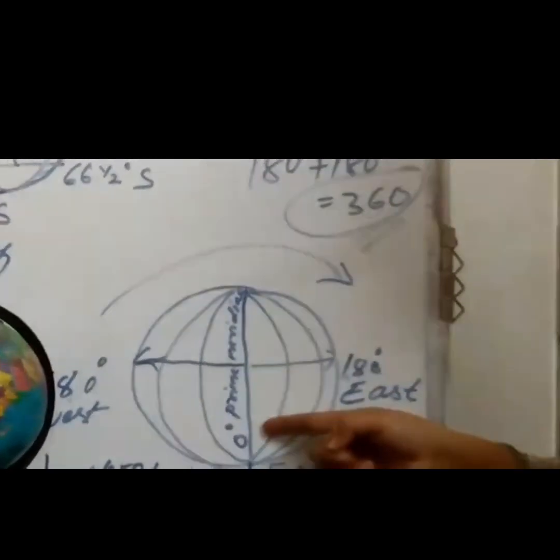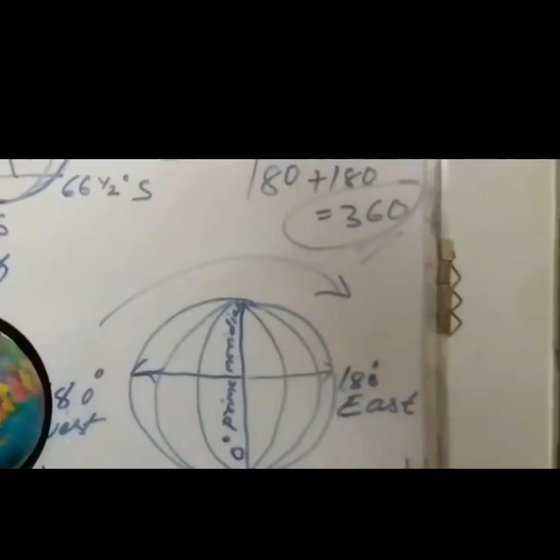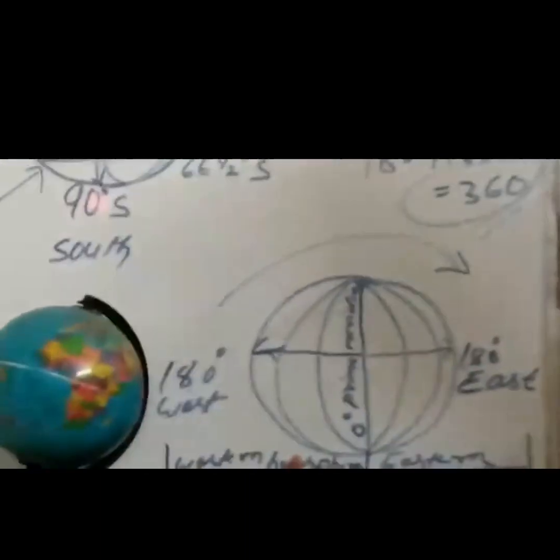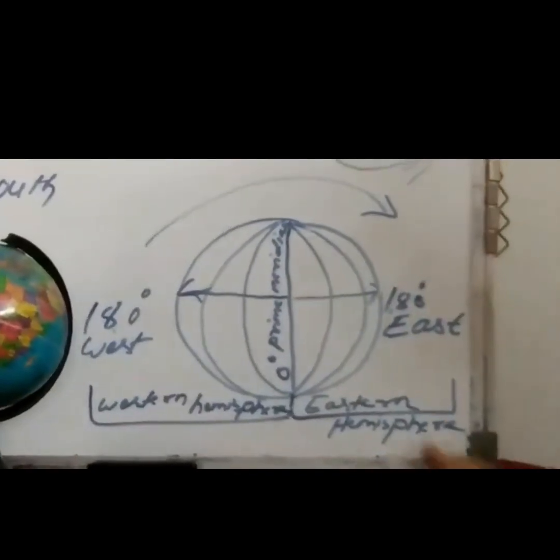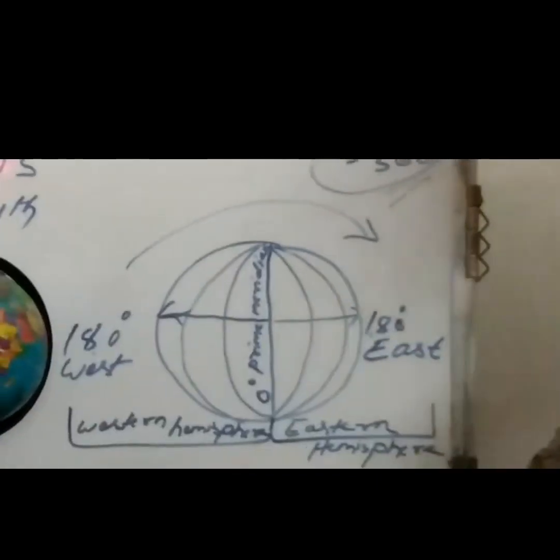Again, this prime meridian divides the earth into two equal halves. One is the western hemisphere and the second one is the eastern hemisphere. So these lines are very important for us.